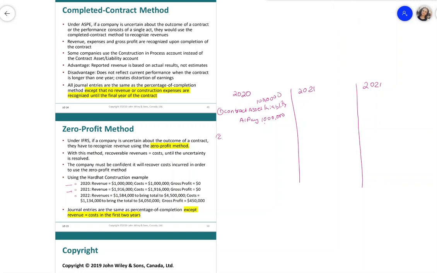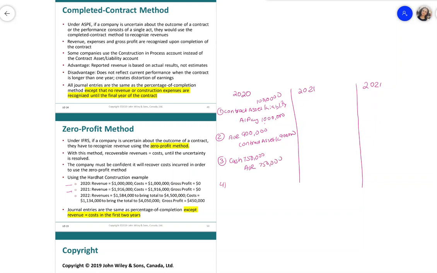The second entry, again, we are going to bill them. If you bill them, debit accounts receivable and credit your contract asset/liability. In that case, we bill them 900,000. And the third entry is for the collection. When you collect, debit cash and credit accounts receivable. And I believe, now I remember the numbers, it was 750,000.